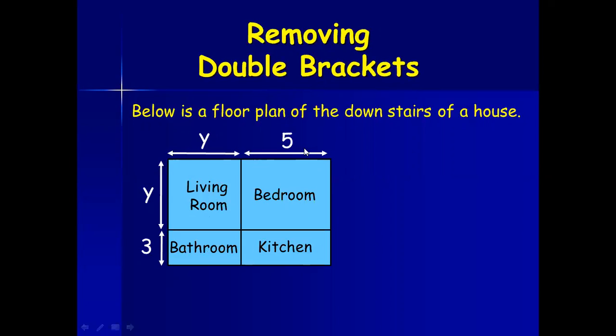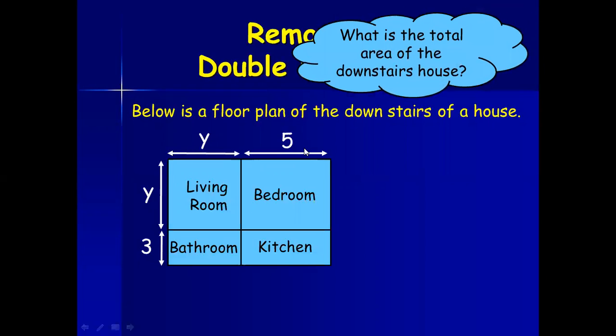Okay, how are we going to expand? Expand means removing the brackets. I need to remove the brackets, put them all together and measure the whole size together. So what's the total area of the downstairs of the house?